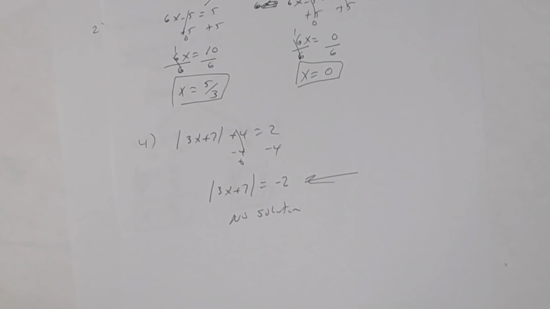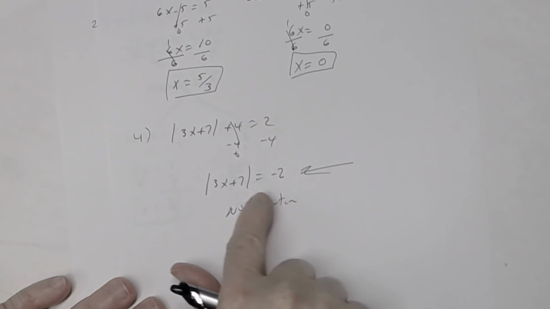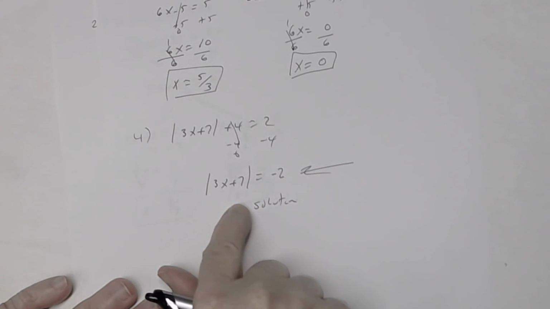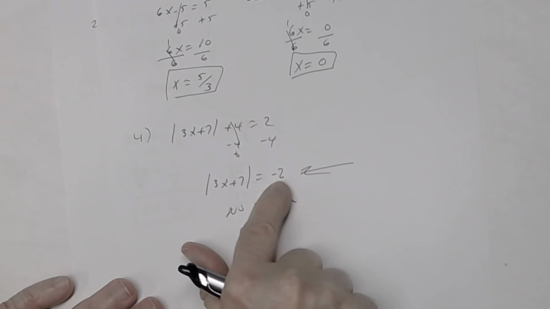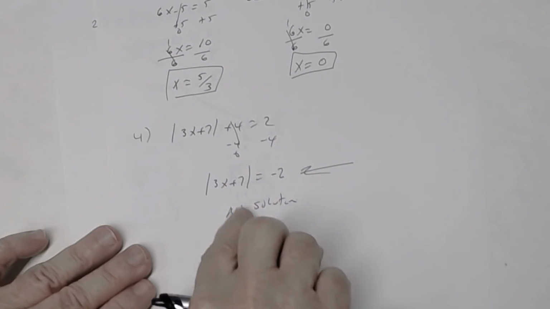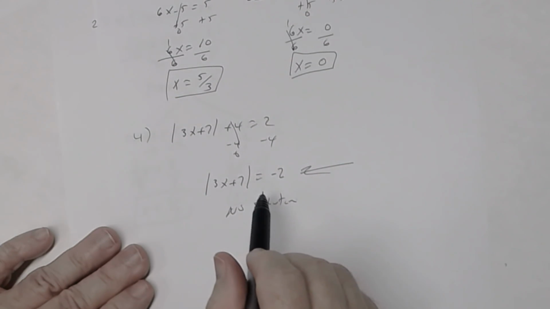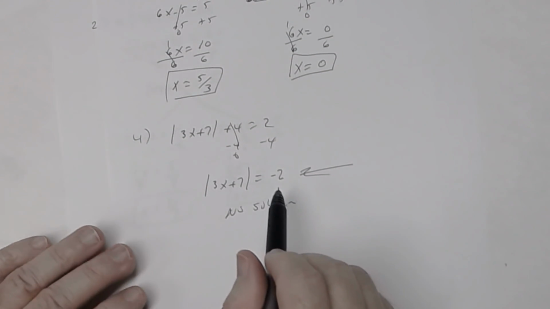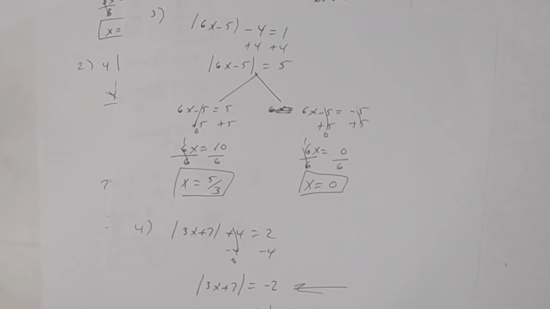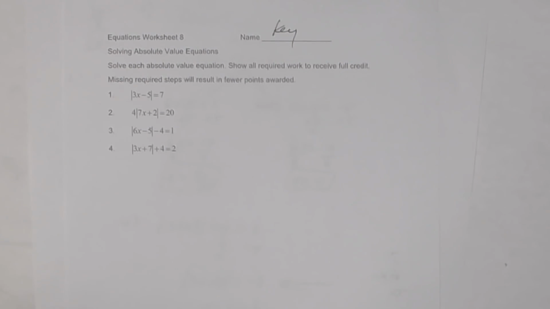All right. But what would be a better explanation if you say no solution is you could say, well, the absolute value of an expression can never be negative. It would have to be positive or 0, and then that would be better, right? But this is fine, as long as you said this right here. And we talked about that in class, and we also talked about that in the lessons. All right, so that is it. So that is the key to Equations Worksheet 8.